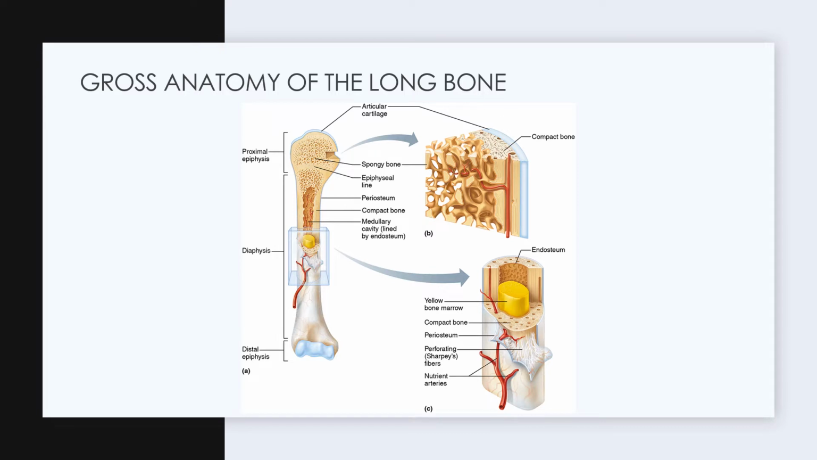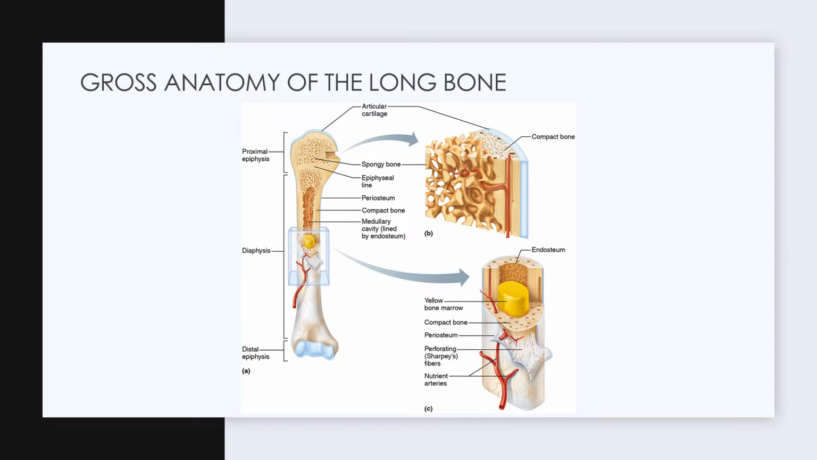So in this image, in A, it's the anterior view of the longitudinal section cutaway of a long bone. You can see there the diaphysis and the proximal and distal epiphyses, right? So proximal is closer to the center of the body, distal is farther away from the center of the body. And then you can see that white hyaline cartilage, articular cartilage, at the top and the bottom.